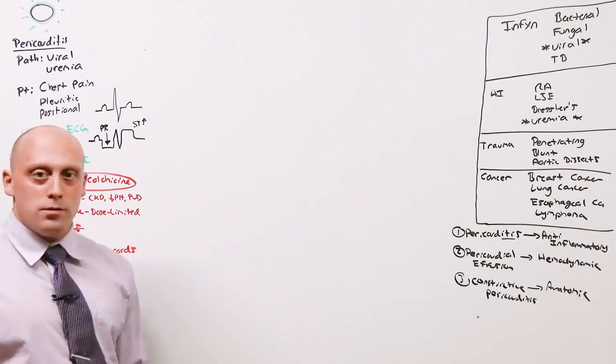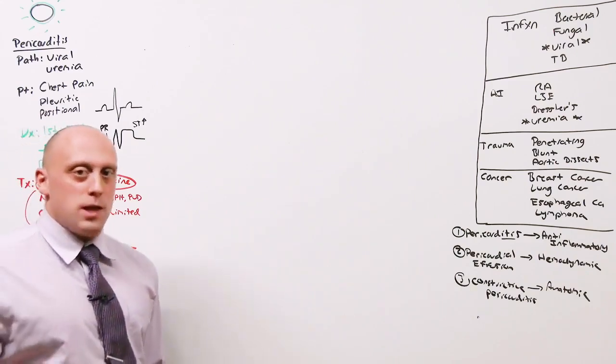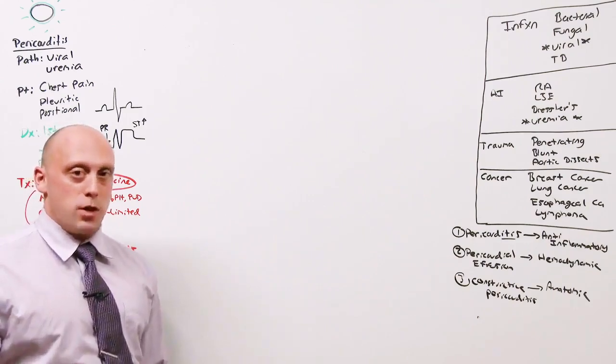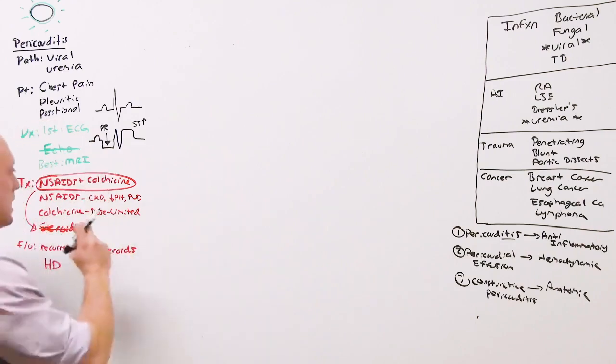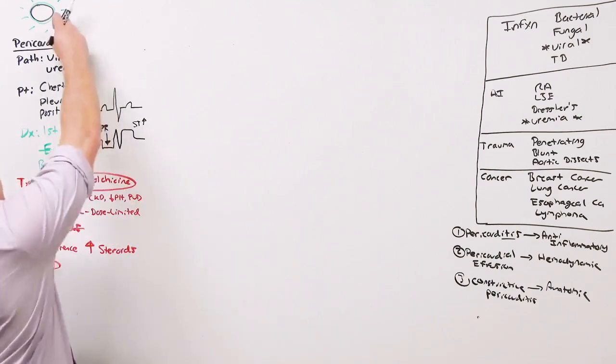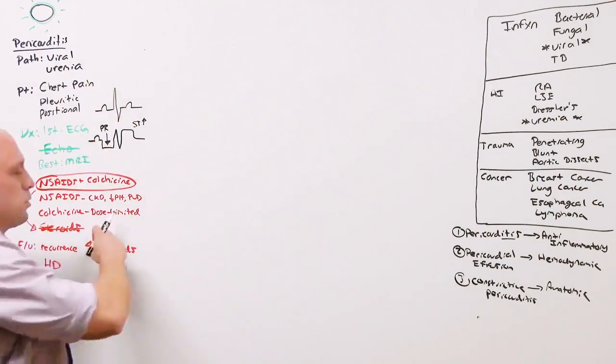I'm not going to get into why. If you see depressed PR segments or diffuse ST segment elevations on an EKG, it's pericarditis. Pick NSAIDs and colchicine unless you've got a contraindication. Inflammatory process, anti-inflammatory treatment.